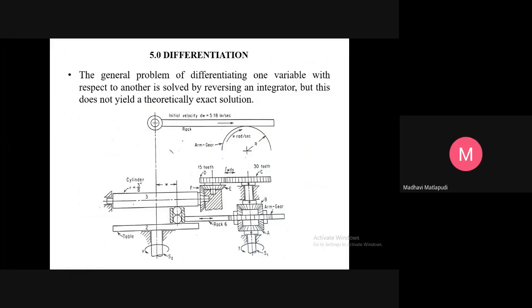Now here, trying to understand its working principle, the spider or arm of the differential is used to drive the ball carriage, and this ball carriage is driven either mechanically or through a servo system. Here in this case, rack and pinion is used as a mechanical source, and the ball carriage is attached to this rack, which is driven by the gear that is attached to the differential arm.